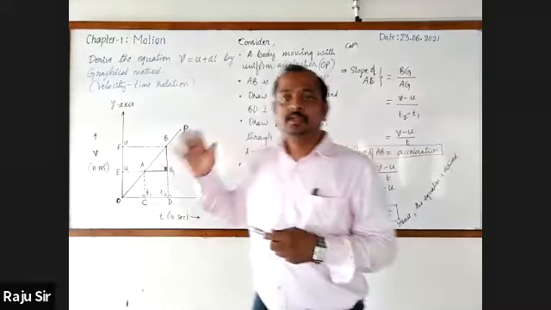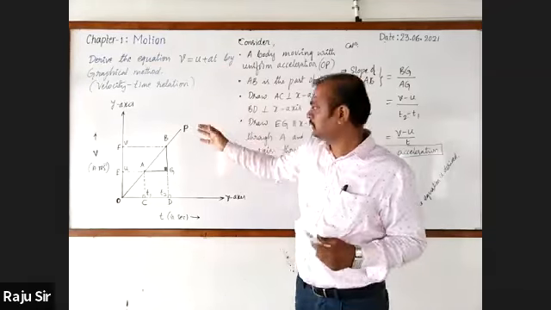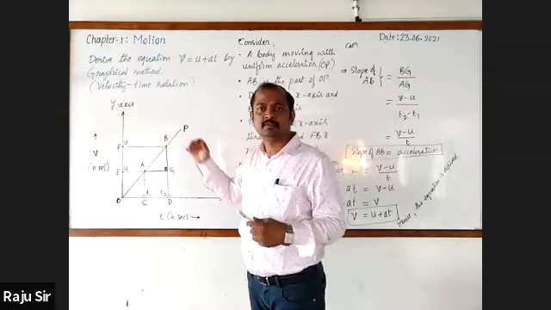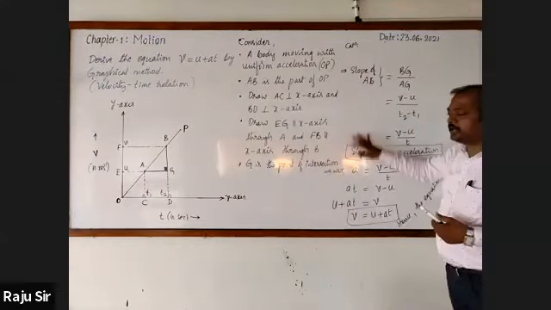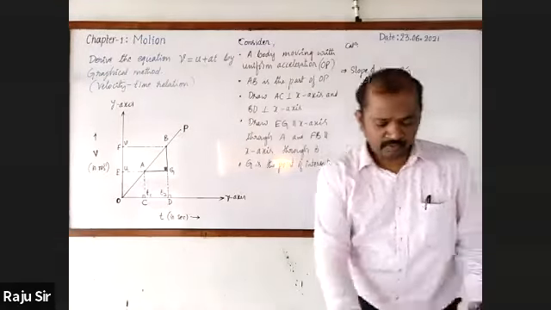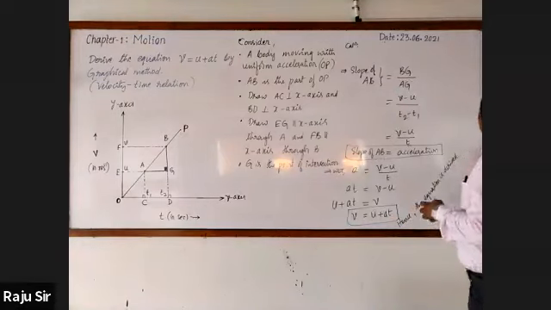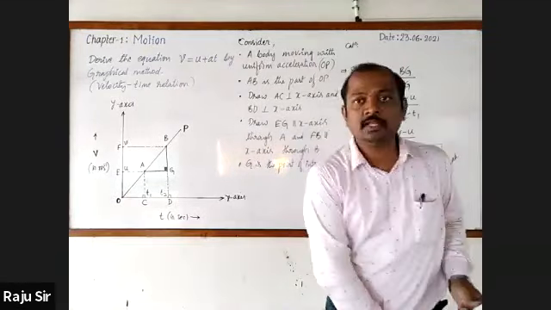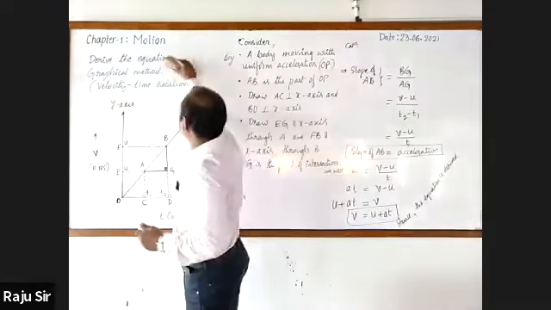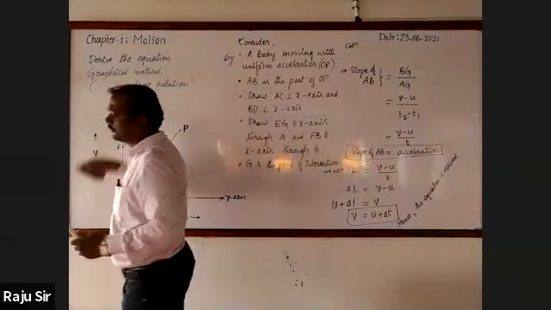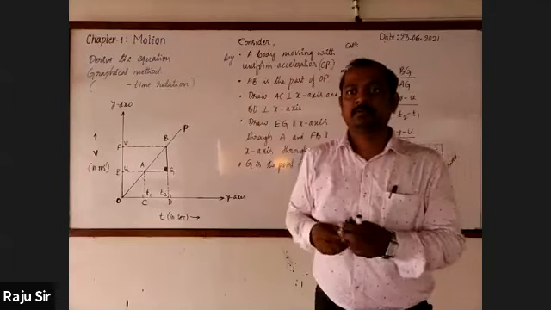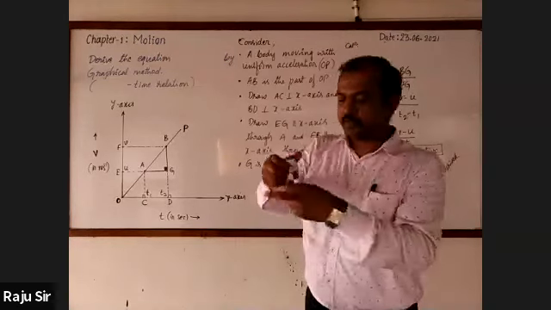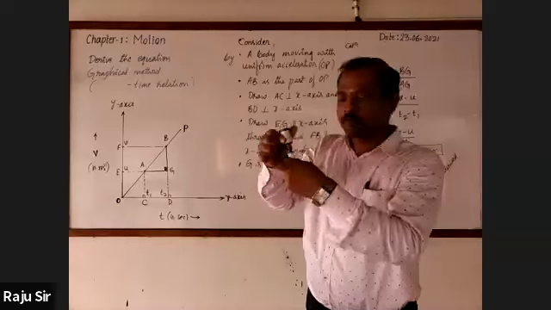Another interesting part of this chapter is that in deriving all three equations of motion, we use the same graph. And up to here, the explanation is the same. Only this calculation part changes. So now you write the second one. Derive the equation S equal to ut plus half at square. Quickly. Madan, write the question. Written up. Very good boy. Then draw the same graph.